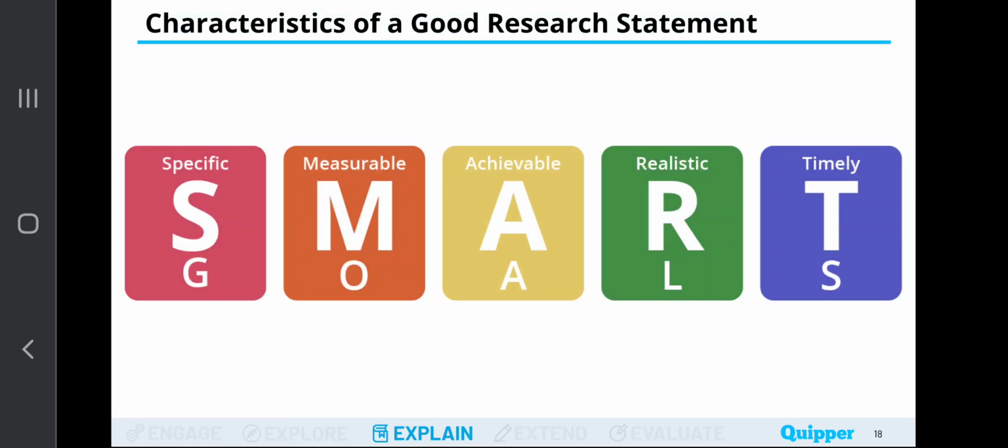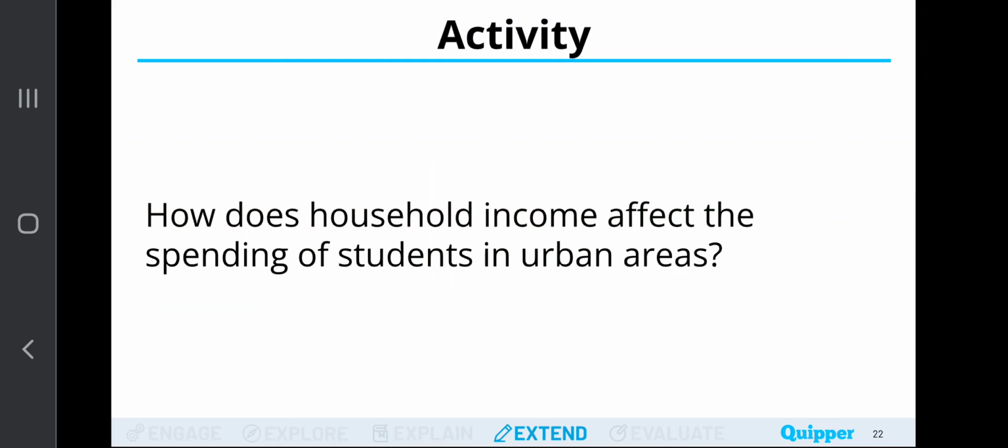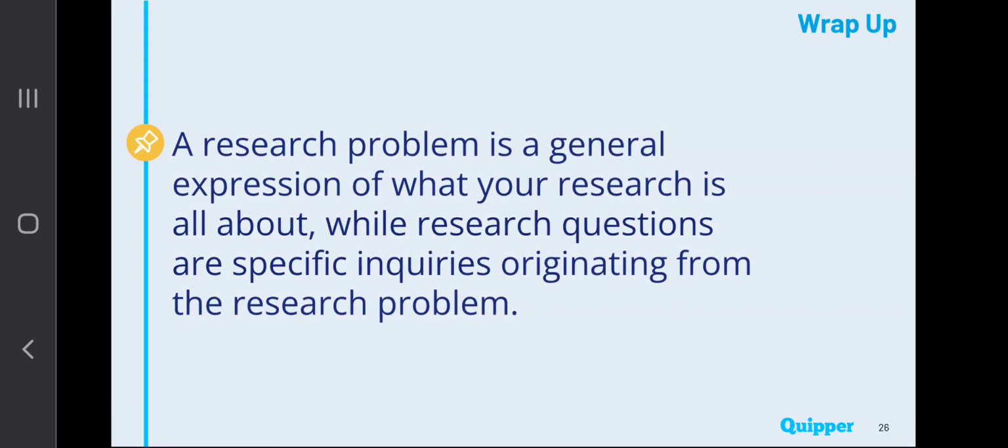Now, in talking about the characteristics of a good research statement, we go back to the SMART goals. The acronym SMART means specific, measurable, achievable, realistic, and timely. Research statements should be researchable. That is a given. Research statements should also be relevant. Now, in this discussion, we were able to identify the necessary elements to remember in writing and identifying research problems from research questions.